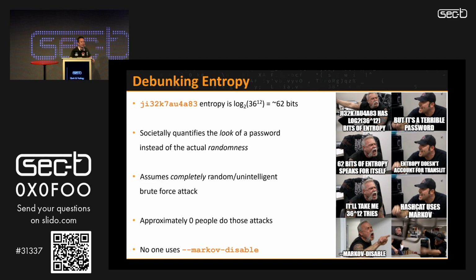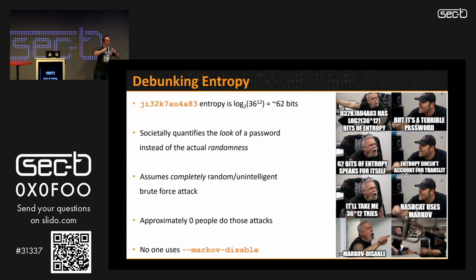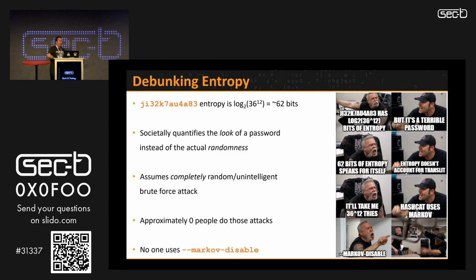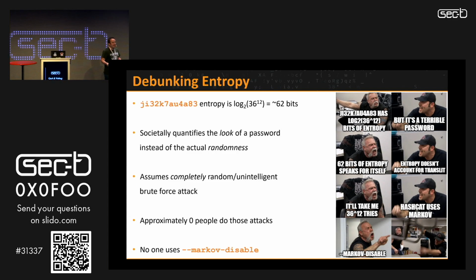So I'm not here to debunk it. I'm just here to say that you need an actual computer-generated password that truly is random to really apply this. It's crazy, like I said, and zero people do this, because every time you run hashcat, you've got Markov doing it for you by default. So you are never really conducting a completely naive, unintelligent brute force attack. You are always generally getting a lot of help. You just don't realize it.